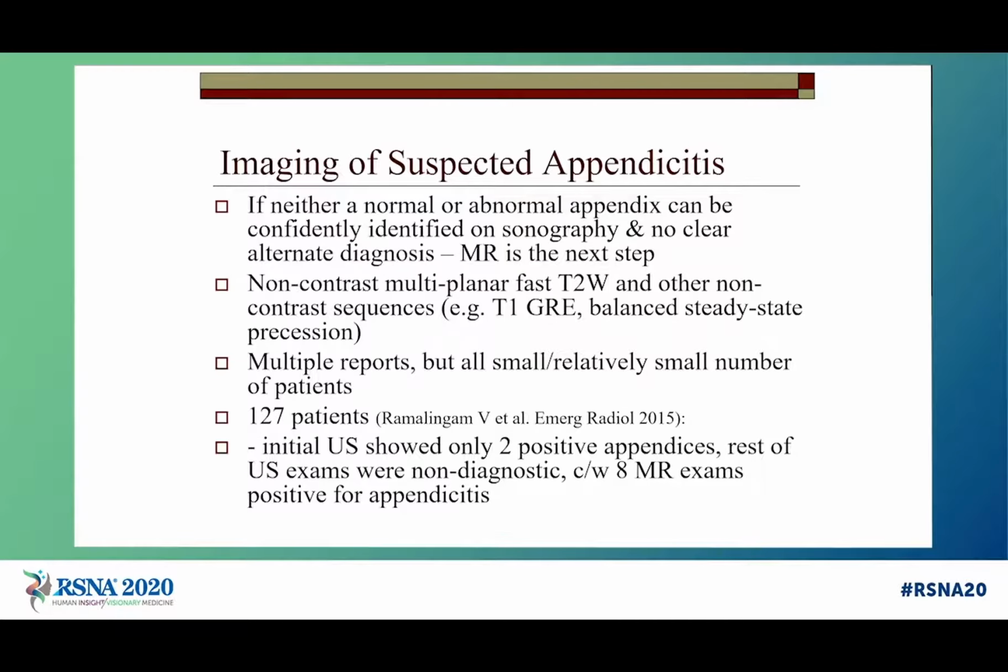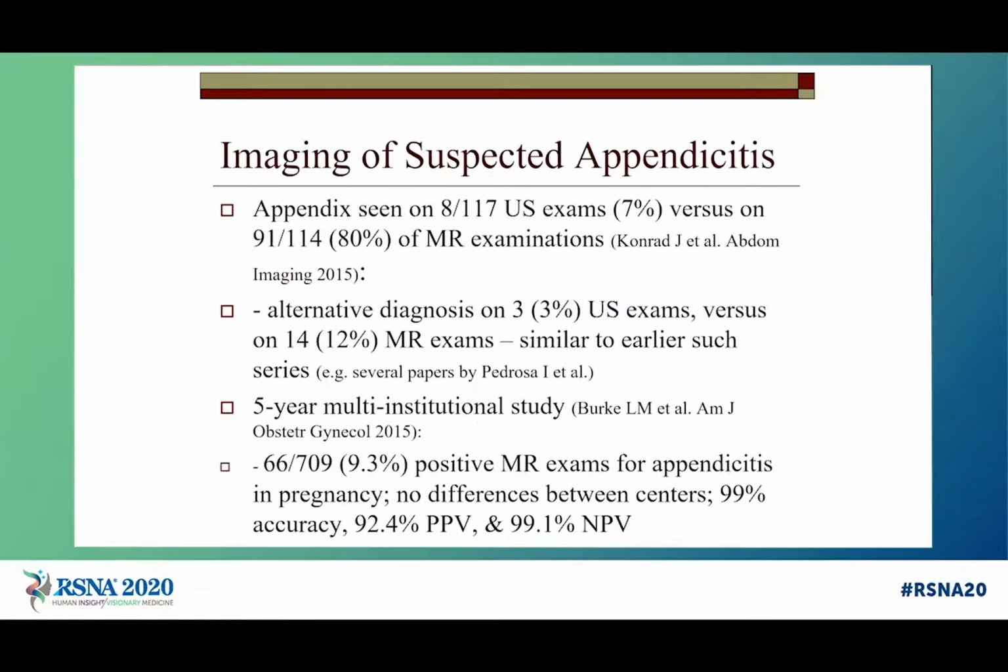So here's one paper, 127 patients, only 2 out of those 127 showed positive appendicitis on sonography, compared with MRI where 8 were positive, and the rest, the 125, were non-diagnostic. So very, very poor results. I mean, what other test are we going to tolerate looking for something, and almost always we never see it? Just doesn't make sense, doesn't fit.